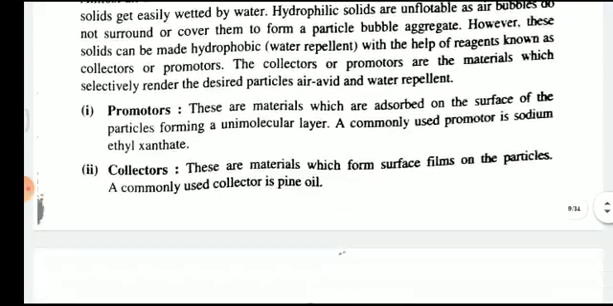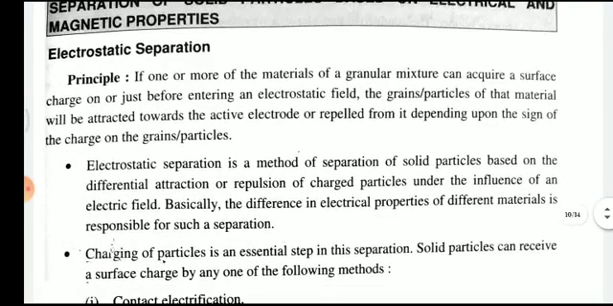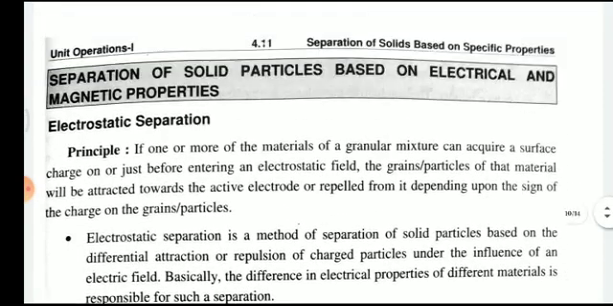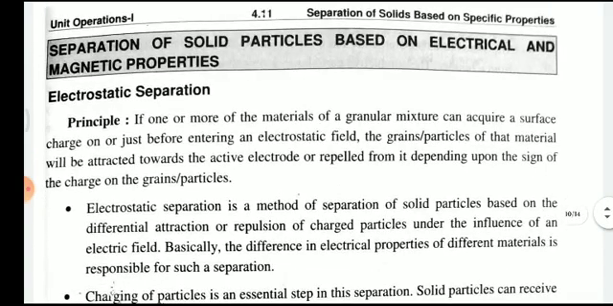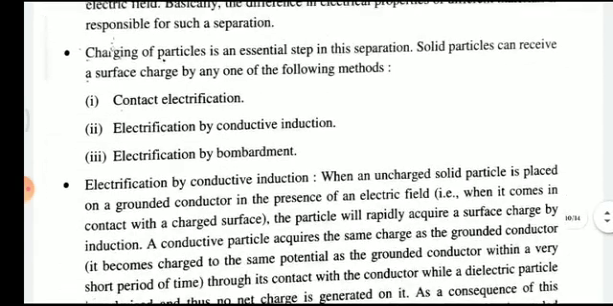Then after that we discussed the promoters, collectors, modifiers, and frothing agents. Now the next is separation technique by magnetic property and electrostatic property. So for electrostatic property we discussed that there are three types of methods.